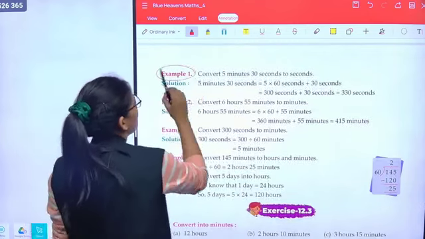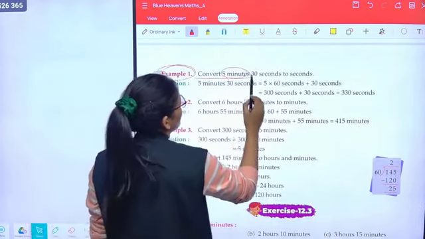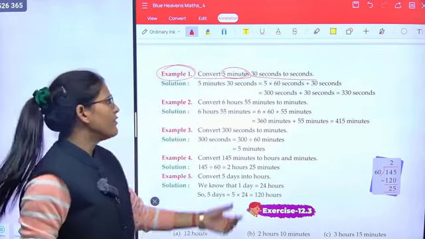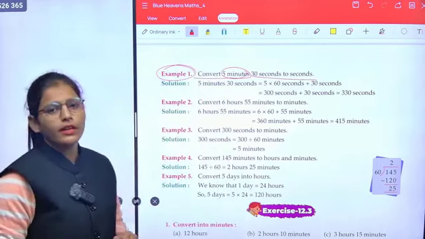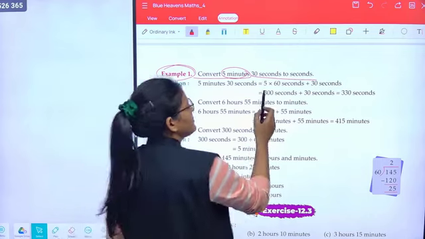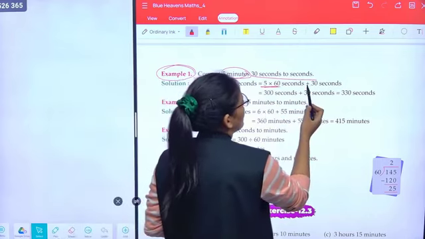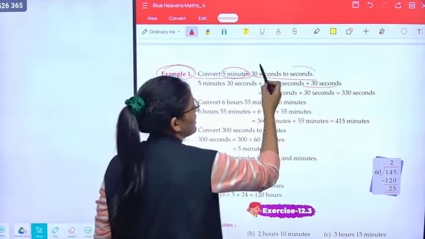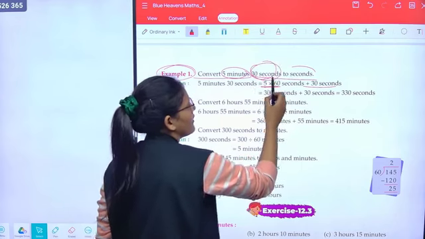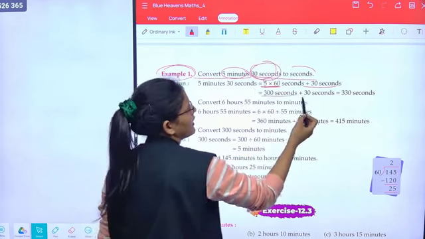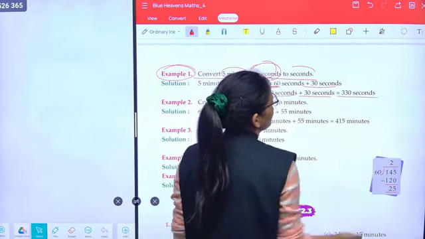Now come to example number 1. Convert 5 minutes 30 seconds to seconds. अब 5 मिनट में क्लास कितने सेकेंड्स होते हैं, तो हम मल्टीप्लाई करेंगे 5 into 60 plus 30, because ये तो पहले से ही सेकेंड्स है. Okay, 5 sixes are 30, 300 seconds plus 30 seconds, 330 seconds.